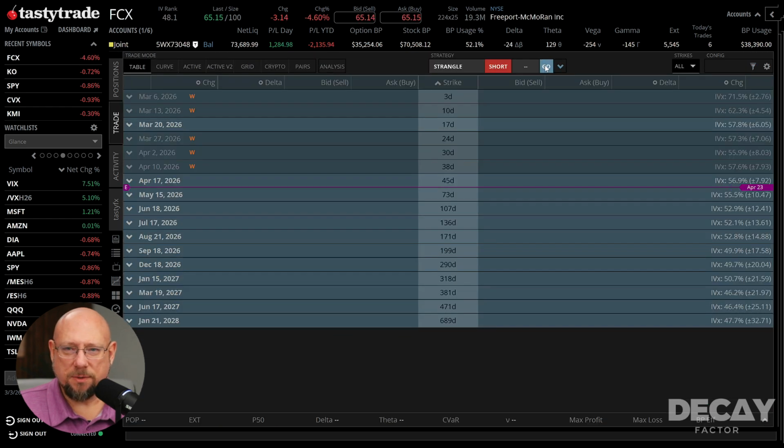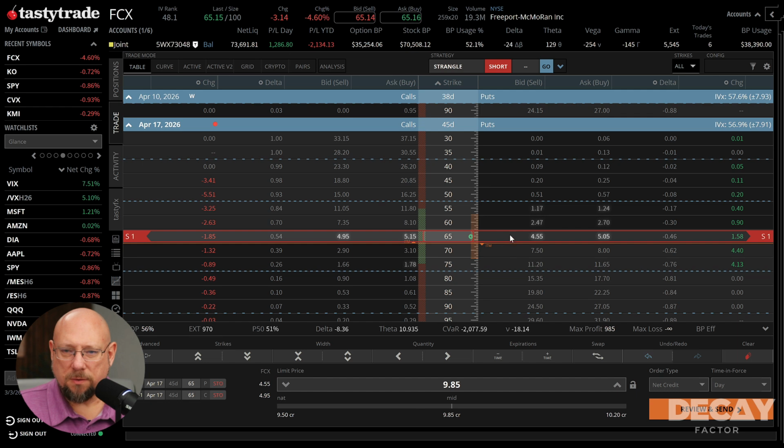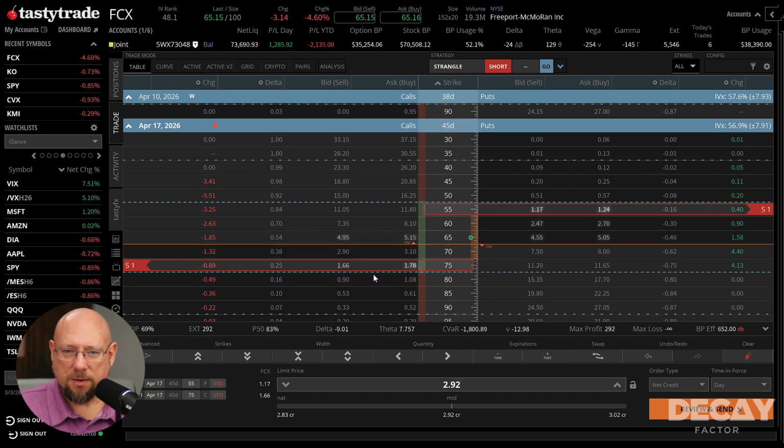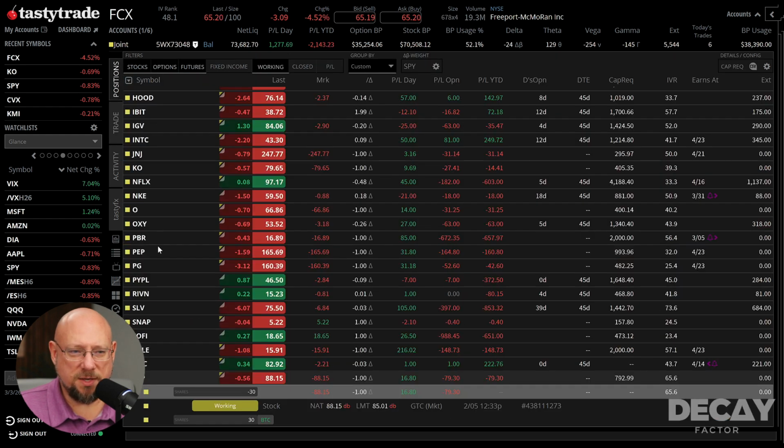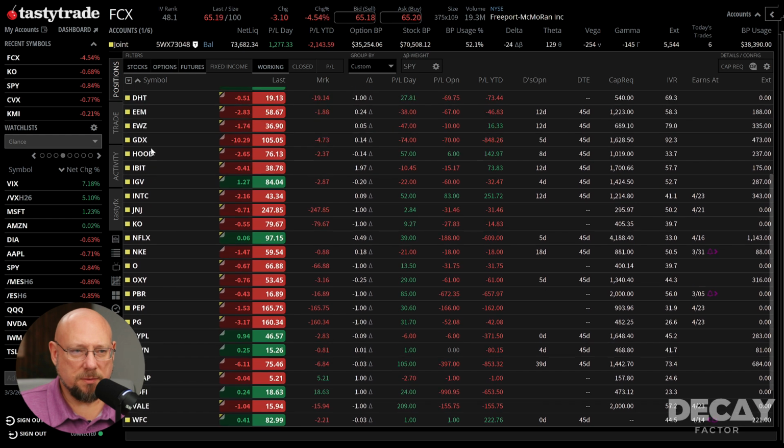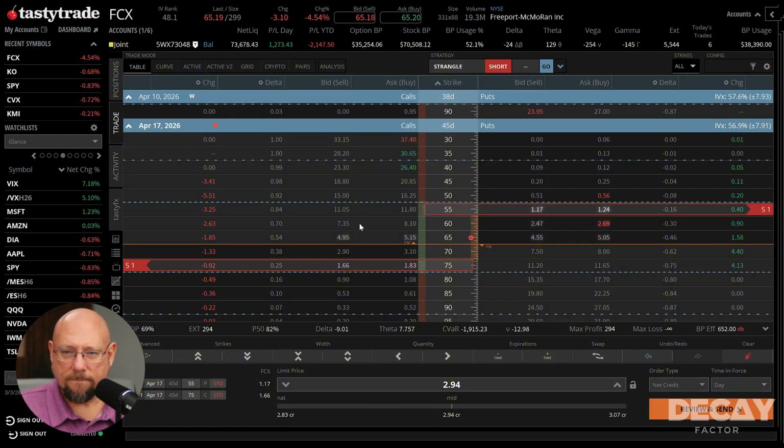It's got a FCX. Short strangle on the 45 and not too bad. 292 credit, 652 on buying power, POP 69, P50 81. Bid ask is 7 wide here and a little wider on the call side. I kind of want this one. Are we doing anything in FCX? No. I kind of want this one.